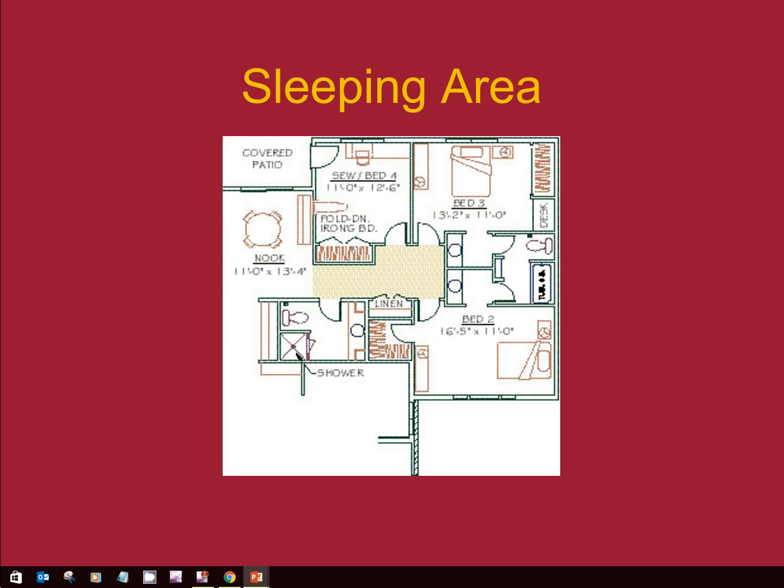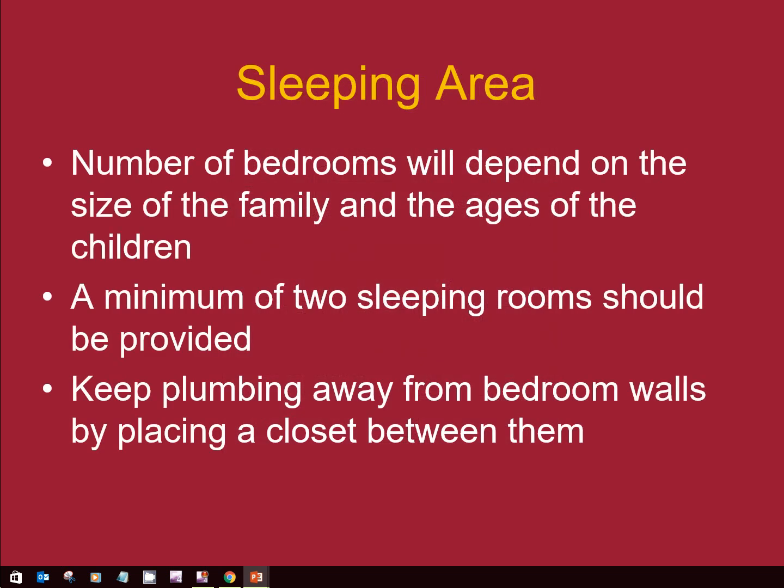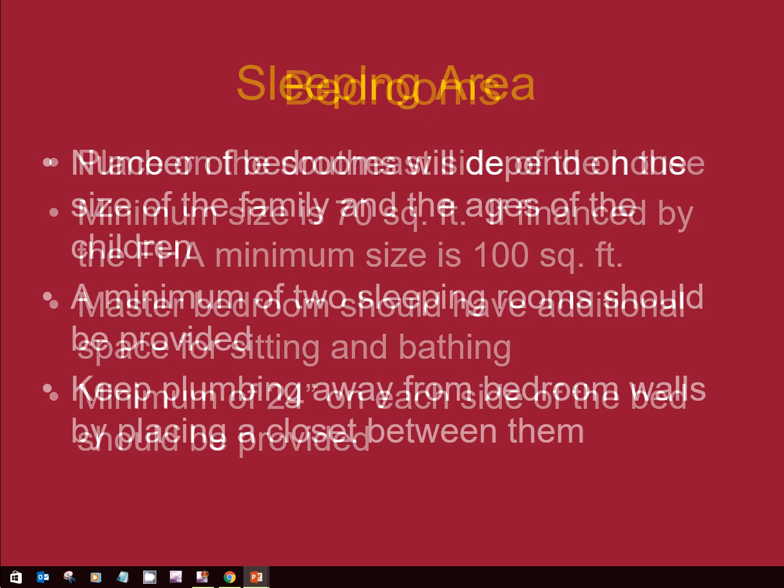The second area is the sleeping area, and it's just the area in which we sleep. A house should have a minimum of two bedrooms. The number of bedrooms, of course, depends on the anticipated size of the family or the homeowner. Most houses are three-bedroom houses. That's just kind of the norm. Some will be more, some will be less, but most are three. And you want to try and plan so that plumbing pipes are not in bedroom walls, because they make noise when the water flows through them.